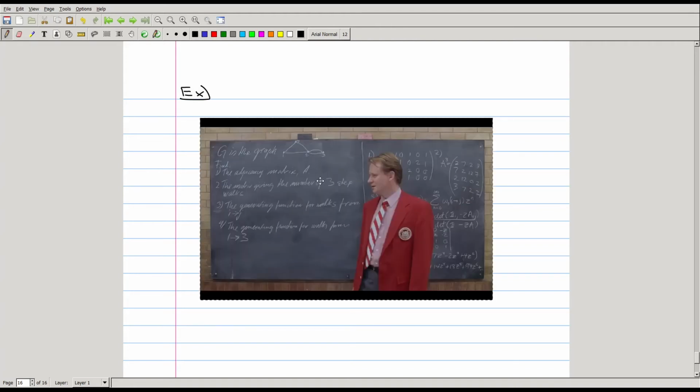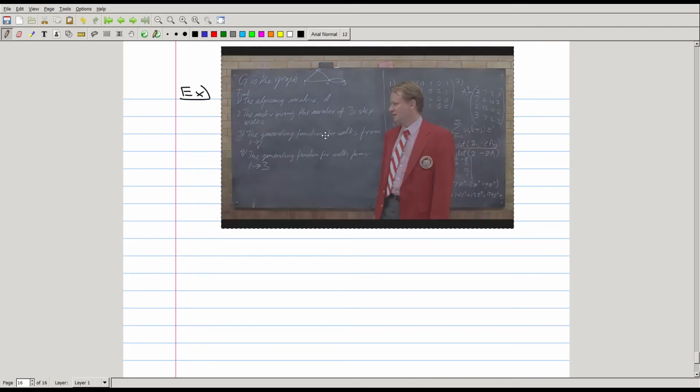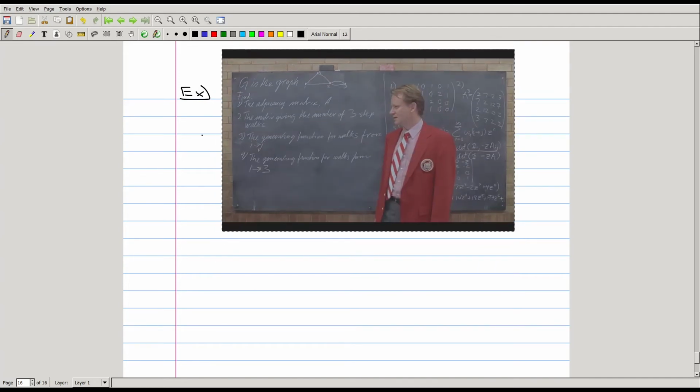And so to show an example of this, I'm going to use an example from popular culture, specifically the movie Good Will Hunting. In that movie, there's an MIT mathematics professor who gives the following problem to his class. G is this graph. Find the adjacency matrix A and the matrix giving the number of three-step walks in the graph G between all of the vertices in the graph.